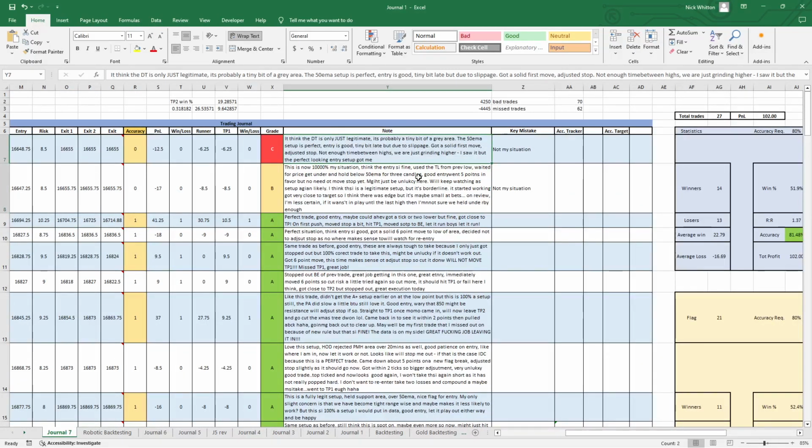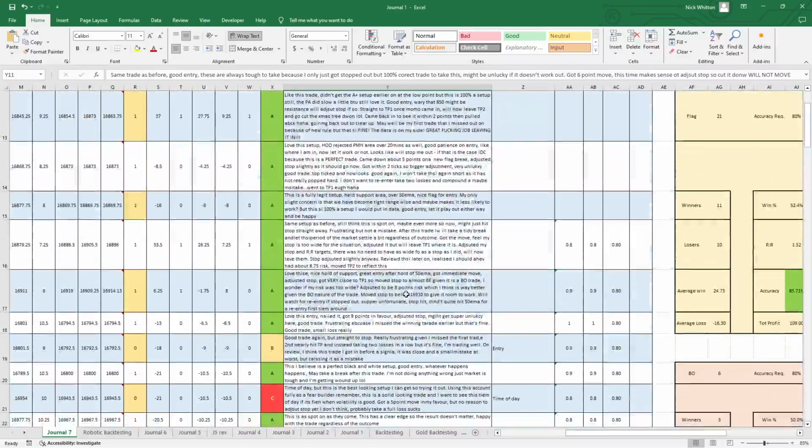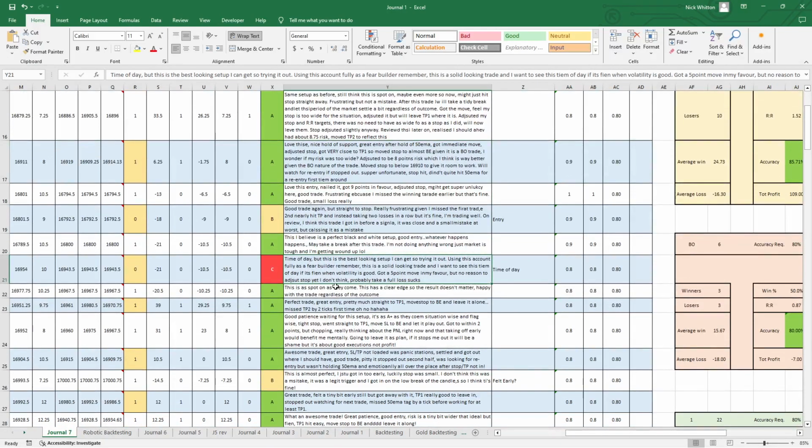So I have these notes, and these are more in the moment that I write them down. I don't really look back over these, which is why I don't really like using big blocks of text. This is more me kind of venting in the middle of a trade so that I'm not overthinking things. I just throw them out into this note. And sometimes I might look back and I'll go, okay, this C grade trade, what were my thoughts at the time? Time of day, but this is the best looking setup I can get, so I'm going to try something out.